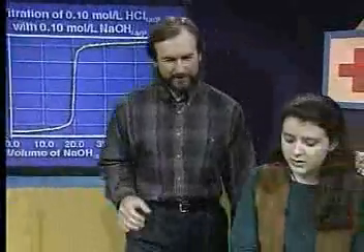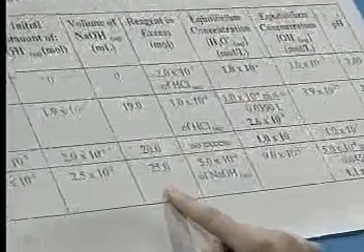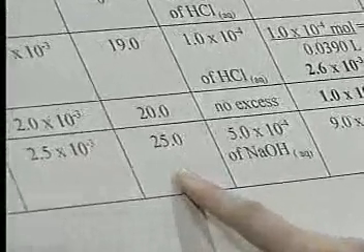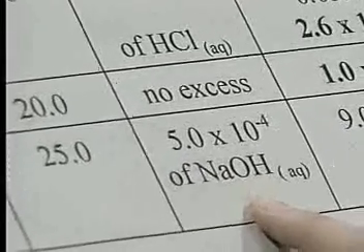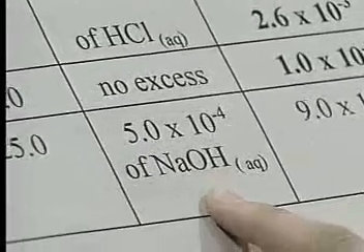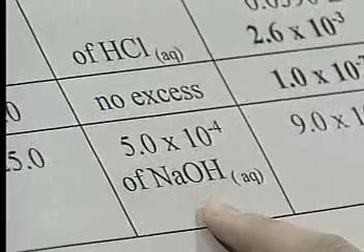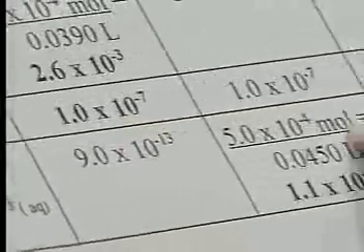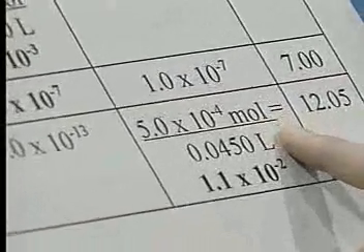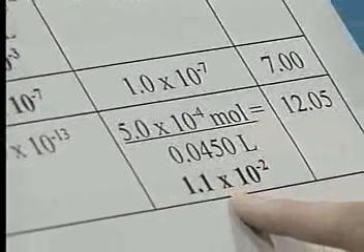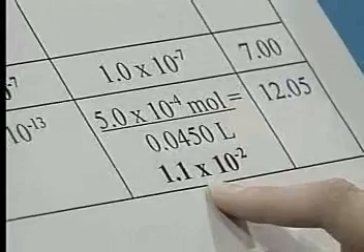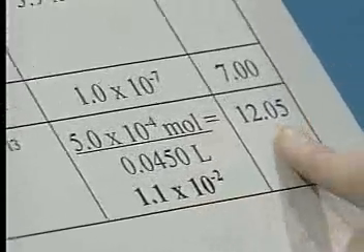Okay, now what? Well, since the solution we have is already neutral, if we were to add any more base, it would become much more of a basic solution. So here, when we have 25 milliliters of sodium hydroxide added to the 20 milliliters of hydrochloric acid, our reagent in excess is going to be the sodium hydroxide, and that's going to be 5.0 times 10 to the negative 4 moles of excess sodium hydroxide. To find our equilibrium concentration, we divide that reagent in excess by the total volume of the solution, and we get 1.1 times 10 to the negative 2 moles per liter of excess, or equilibrium concentration. And the pH we get from that is 12.05.